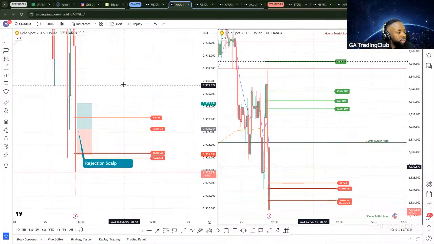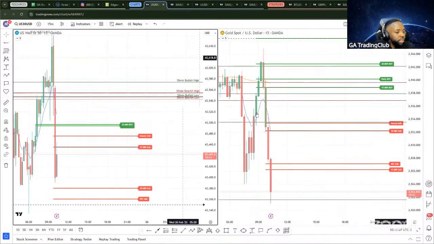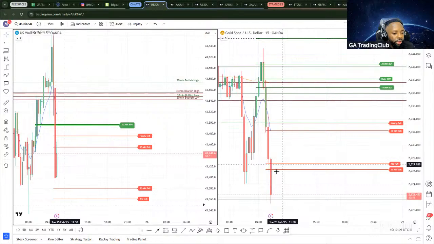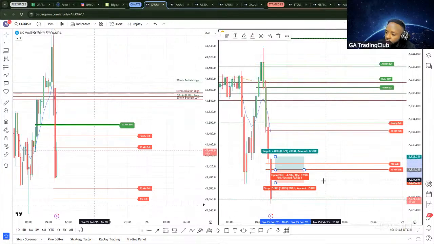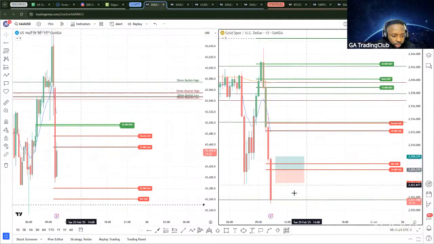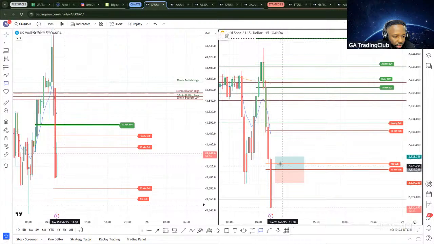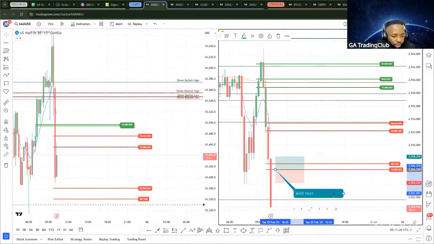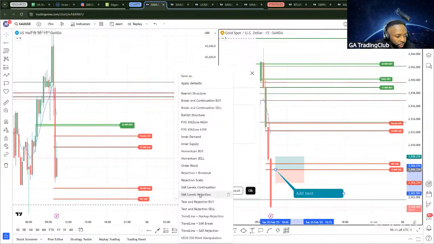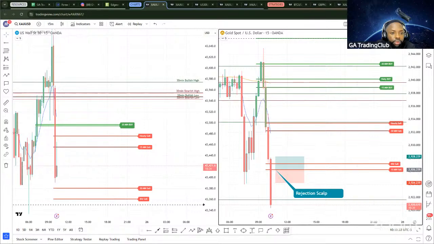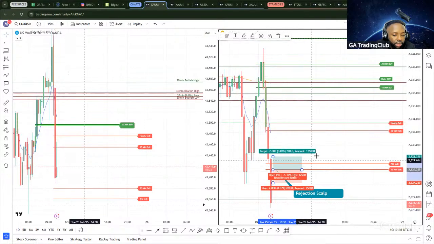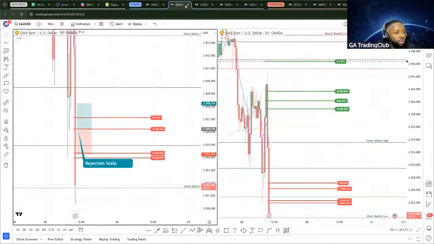So this will just be a 30-minute chart. So here on gold, this is where this would be a rejection scalp. The 15 minutes. So we'll see if we get this push back up to the upside for gold.